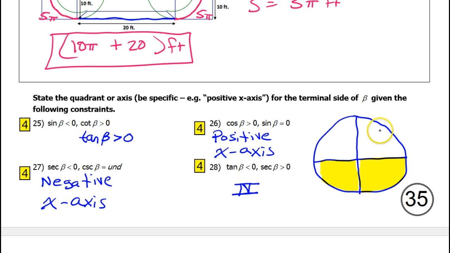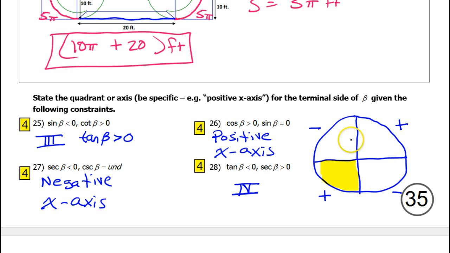We have learned in previous problems that tangent is positive in the first and third quadrants. Tangent is negative in the second and fourth quadrants. Since we want a positive tangent, and we had already narrowed it down to either the third quadrant or the fourth quadrant, it is the third quadrant where tangent is positive. So that's why the answer is quadrant 3 for number 25.